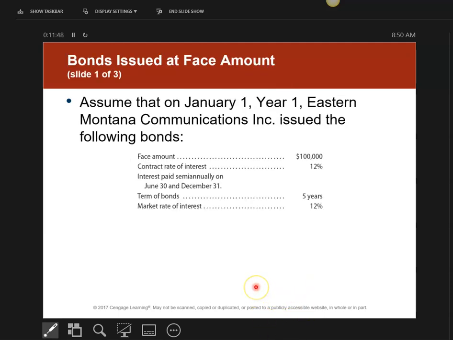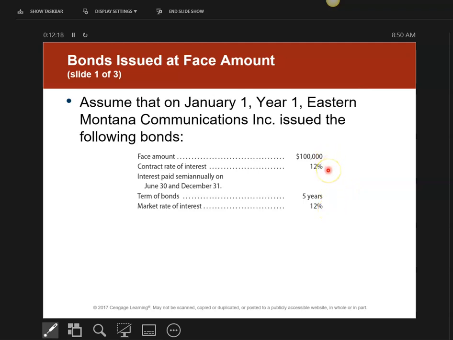First, we're going to look at the journal entries. What happens when I sell the bond at face amount? So this is the data you're always going to need. The face amount or face value is $100,000. Contract rate is 12%. Interest is paid semi-annually. This is extremely important, and we'll talk about that in the appendix when I explain how to price the bond. It is a 5-year bond, and market rate is 12%.